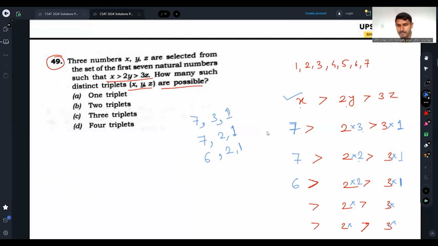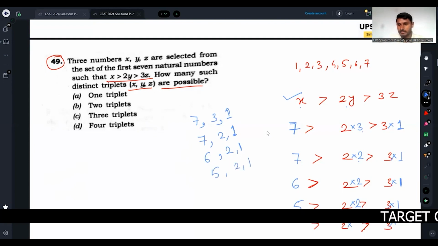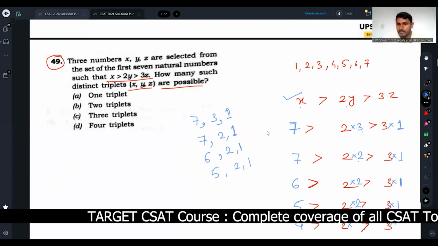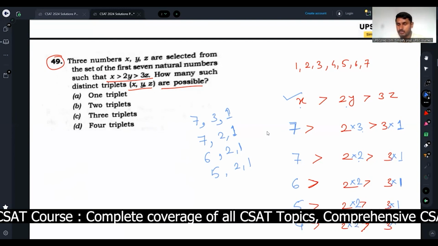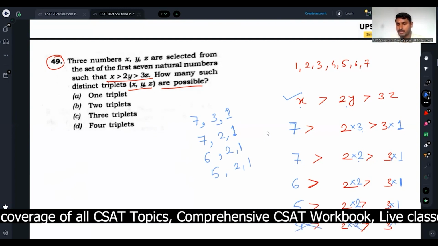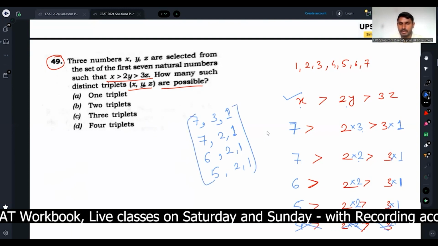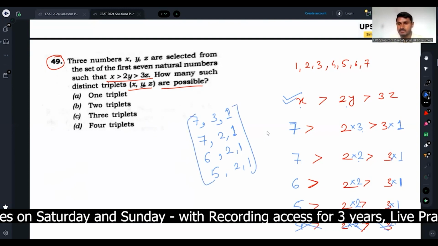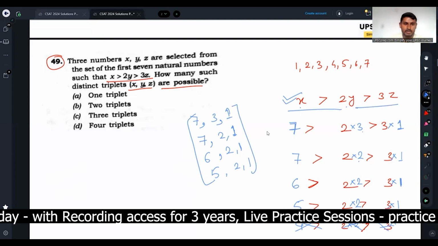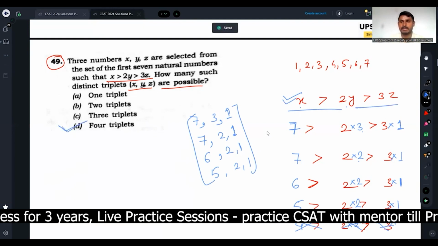No, right? Then let's check with 5. If I put 5 here, again 2 here, again 1 here, so 5 is greater than 4 is greater than 1. So 5, 2, 1, this is one more triplet, right? Now there is no other number. If you put here 4, the minimum number that you will have to put here is 2. So 4 will not be greater than 4. So with 4 no possibility is formed. So these are the 4 triplets that you can have which satisfy the equation x is greater than 2y is greater than 3z, right? So 4 triplets, that is, option D will be the correct answer.